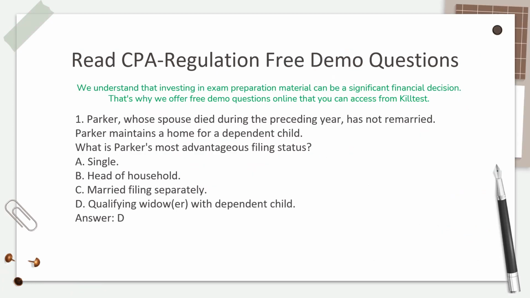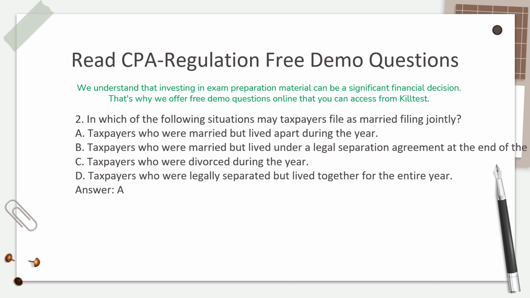1. Parker, whose spouse died during the preceding year, has not remarried. Parker maintains a home for a dependent child. What is Parker's most advantageous filing status? A. Single. B. Head of household. C. Married filing separately. D. Qualifying widow, with dependent child. Answer. D.